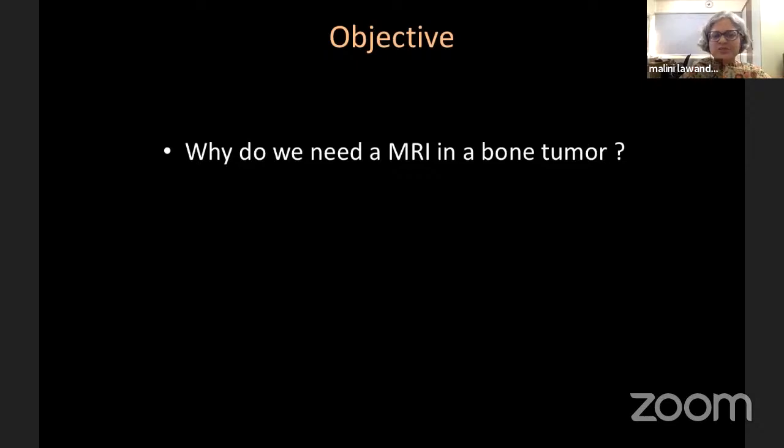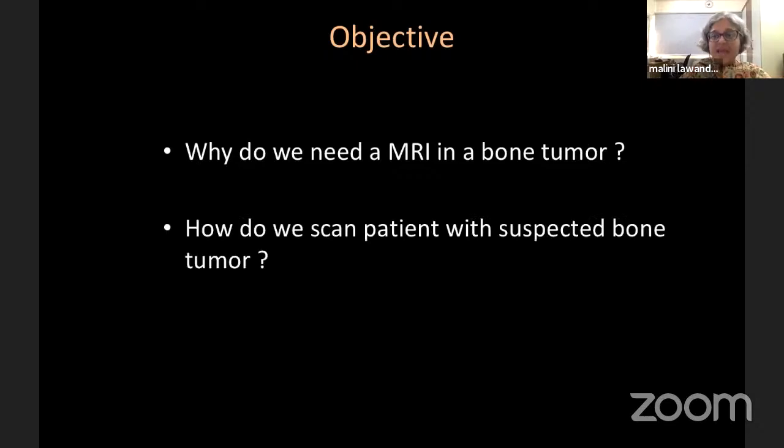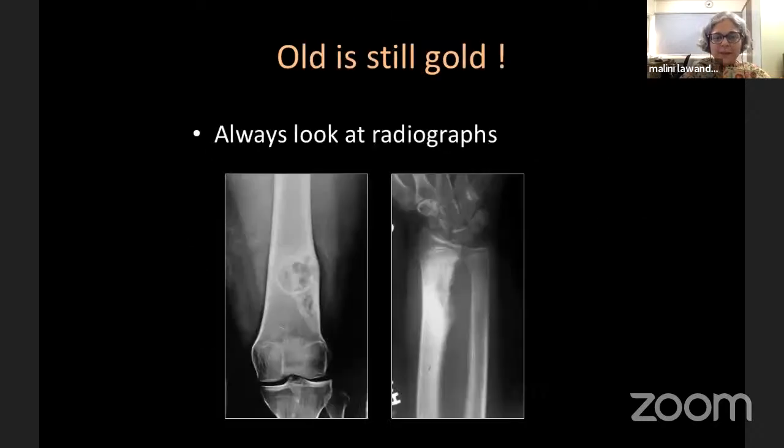So first we will look at why we really need MRI in a bone tumor, how we scan, what sequences we make sure are there, and then how we approach the MRI. As Ankita already said, radiographs are the first step, because nowadays the trend is often that we get referrals for MRI even before an X-ray has been done. But whenever we are looking at a bone lesion, it is important to get a radiograph done and always look at it first.